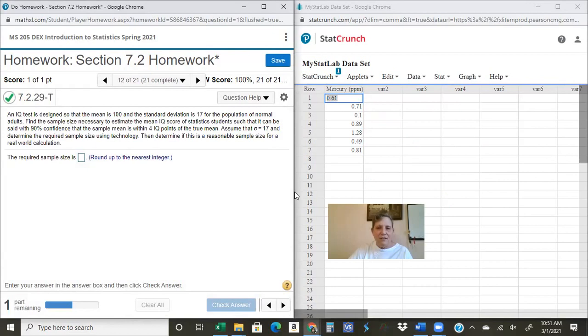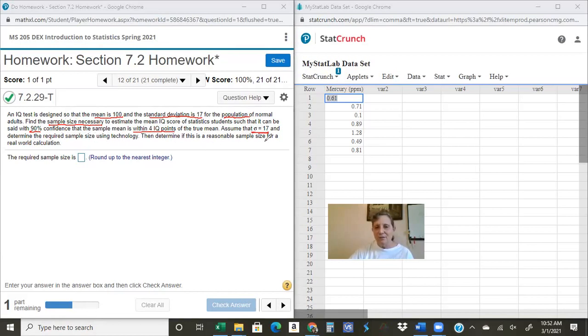The last thing we want to look at is how to calculate a sample size. In this problem, it says an IQ test is designed so that the mean is 100, standard deviation is 17 for the population. Find the sample size necessary to estimate the mean IQ score with 90% confidence, so the sample mean is within 4 IQ units of the true mean. Assume that sigma is 17 and determine the required sample size.